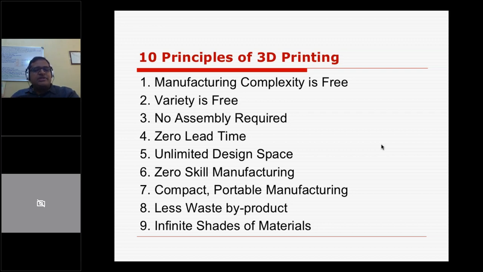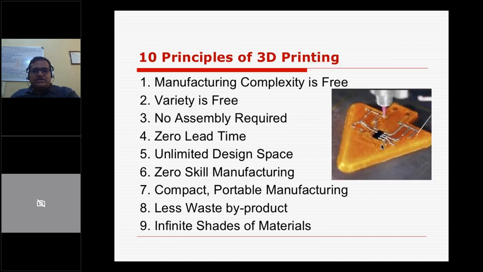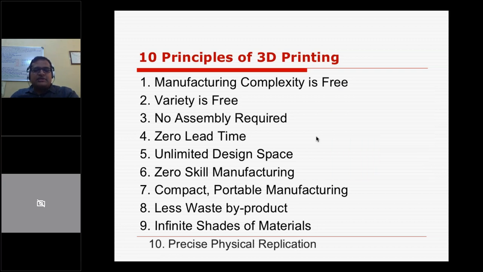So either it is mild steel or titanium, but it's a single material. But you have an opportunity here. You can print in multiple materials. Say I have a packing material of one material, and I have some circuitry, maybe with lead or some semiconductor. So I can print different materials in a single go. This is an opportunity that has opened up. It is not at all possible with the conventional manufacturing processes.